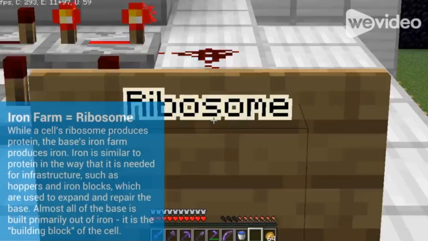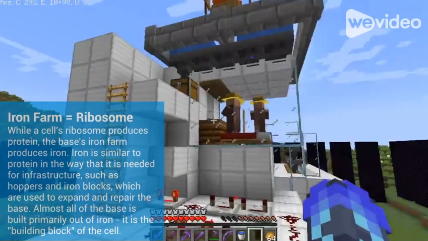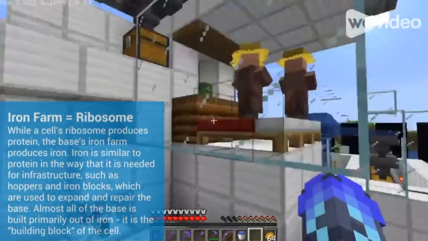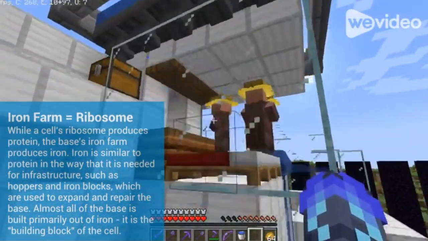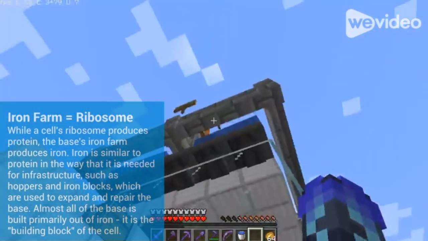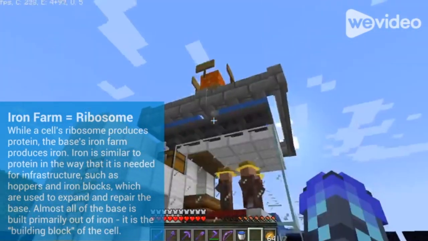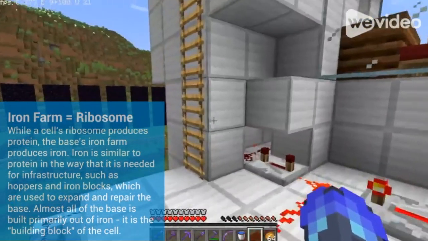While a cell's ribosome produces protein, the base produces iron. Iron is similar to protein in the way that it is needed for infrastructure. Almost all of the base is made of iron, it is the building block of the cell.